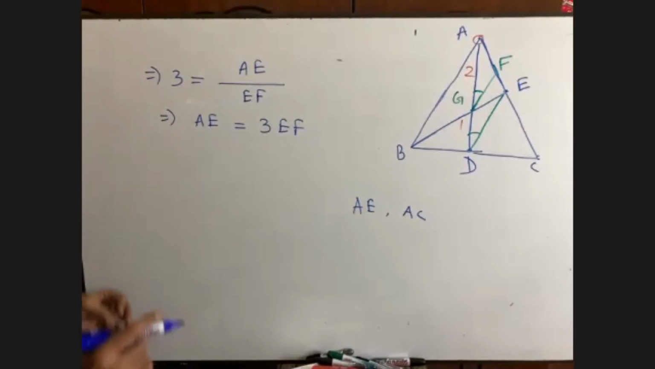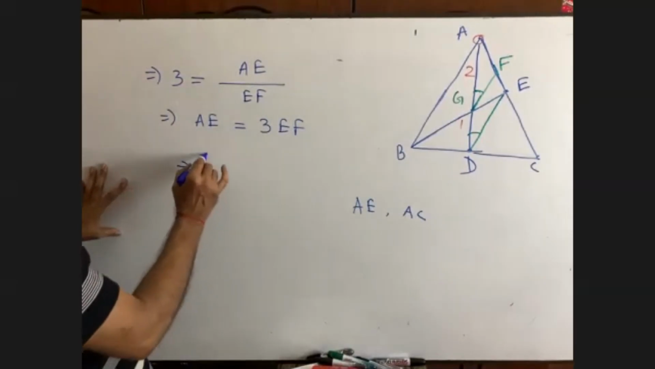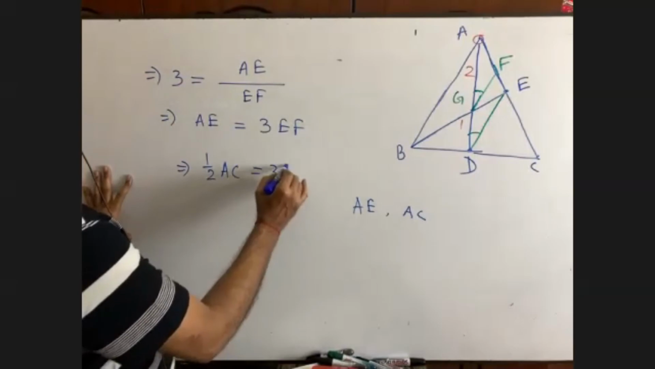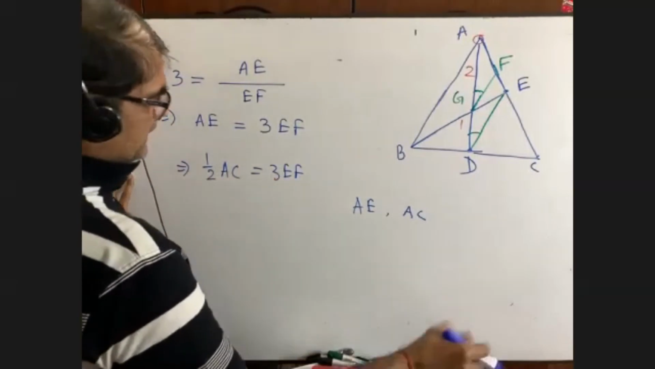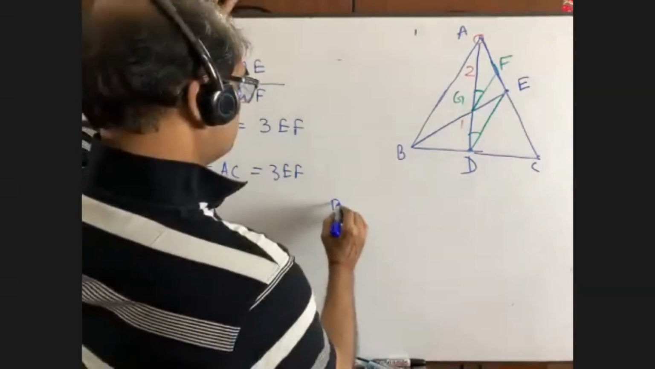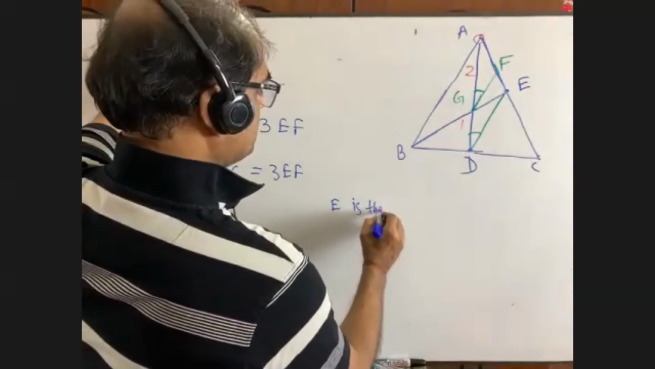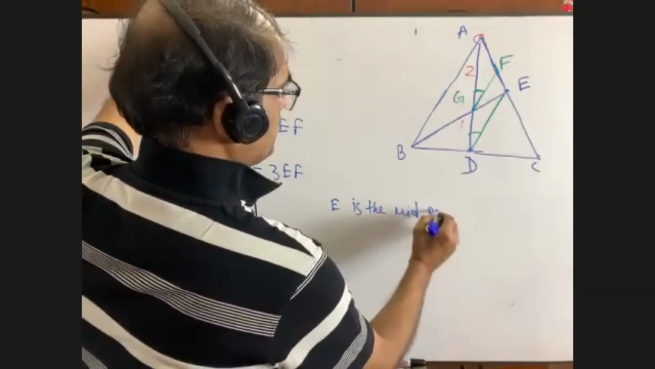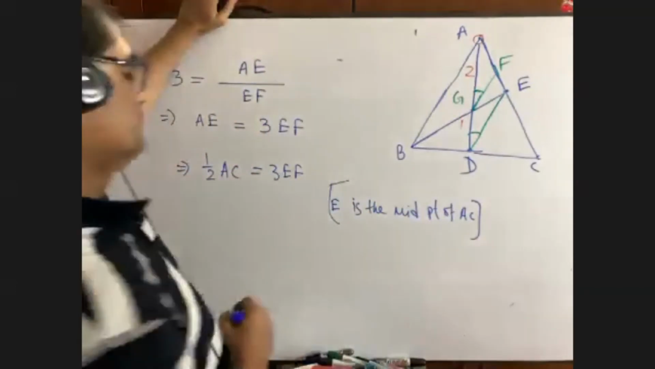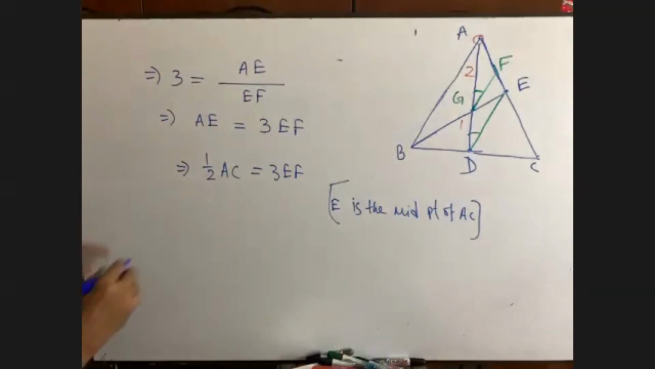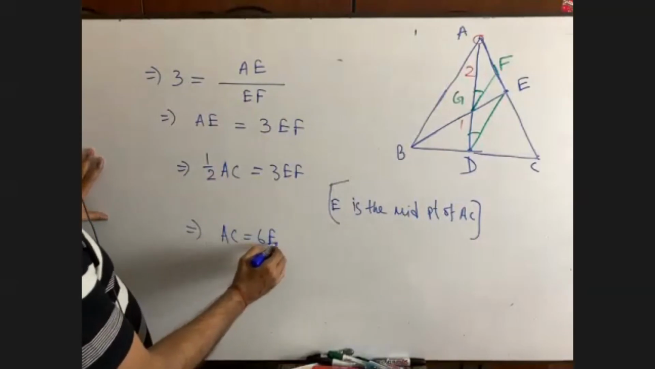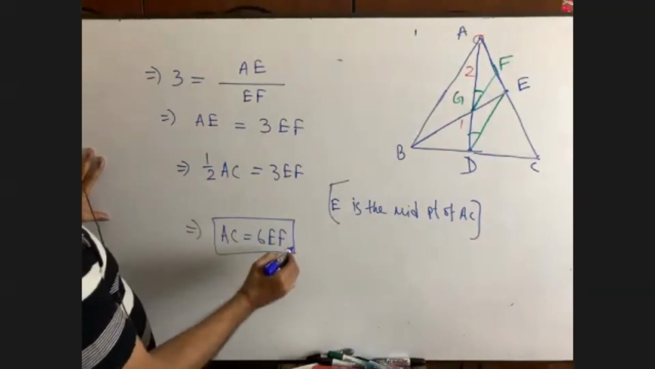E is the midpoint, so we can write down AE equals to half of AC. That is equal to 3 EF. And if you want, you can give the side note here that E is the midpoint of AC. And from this line, we can write down AC is equal to 6EF. Proved.